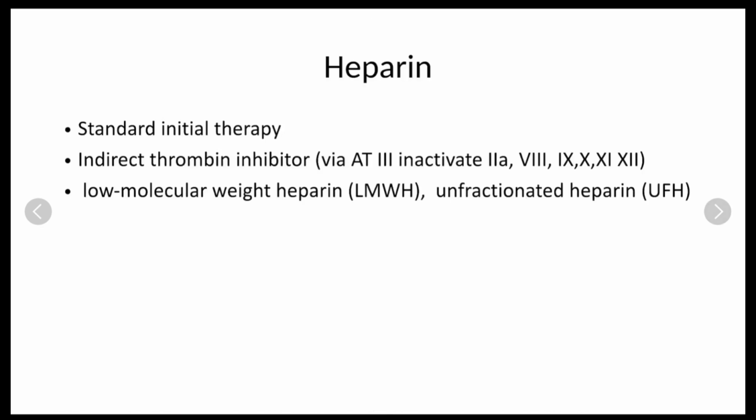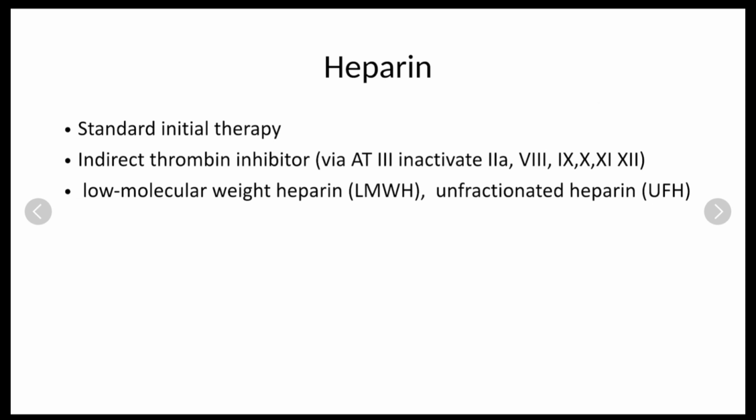So now we will proceed to the drugs. First is heparin. They are telling it is the standard initial therapy, very, very important. Heparin is the standard initial therapy. It is an indirect thrombin inhibitor. It acts through antithrombin 3 and it inactivates factor 2, 8, 9, 10, 11 and 12. All of these factors it inactivates and reduces thrombosis through antithrombin 3.